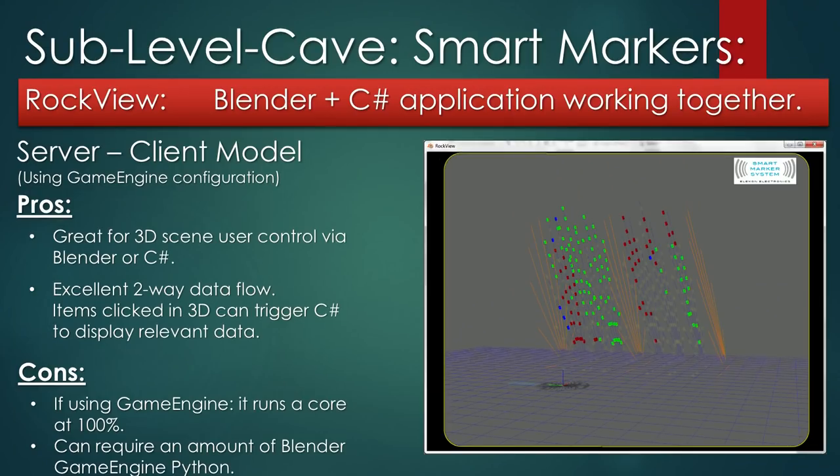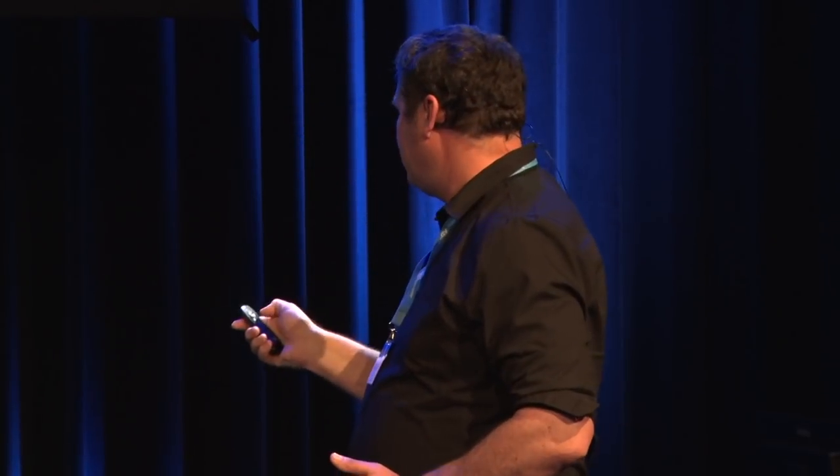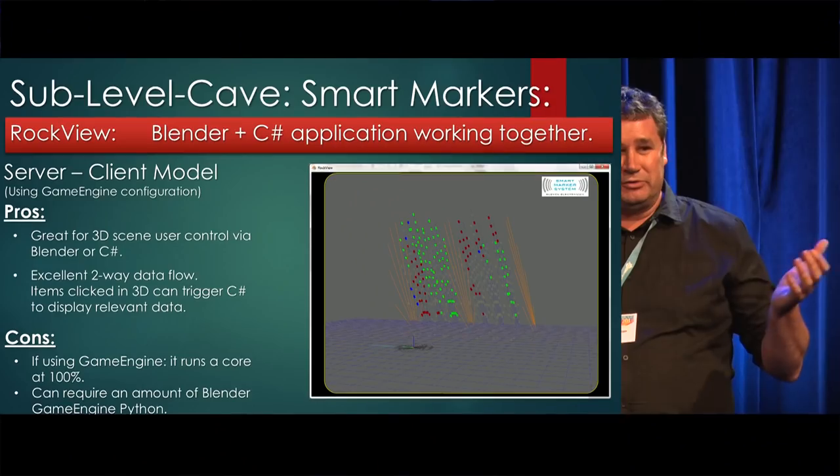Some of the pros of using, in this case, the game engine and the server client model was that it was really good for scene interaction. You could really control your scene quite easily. I didn't show it in the video, but you can also click on items in the scene and have information about what you've clicked on appear on your Windows display. So you might click on a particular marker and say, oh, it came out so many tons into the draw.